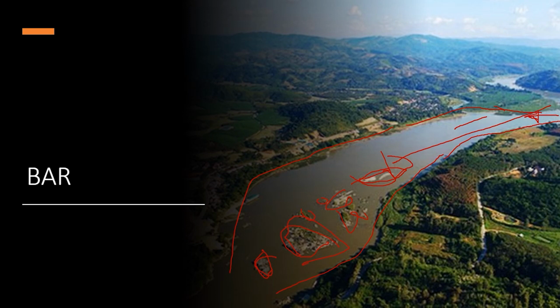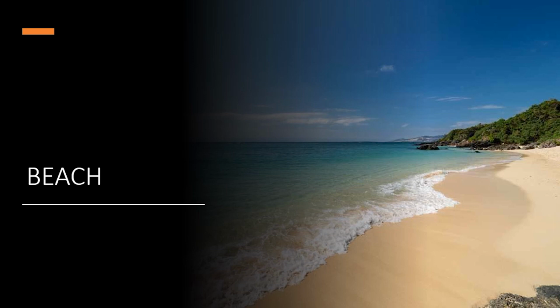In the middle, this area is usually underwater when the water level is rising, and then when the water level goes down, it is able to emerge from underwater. Okay, so this is the bar, or สันดอนแม่น้ำ. Next is the beach.